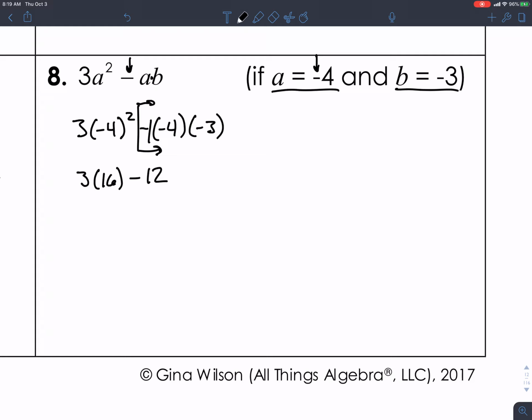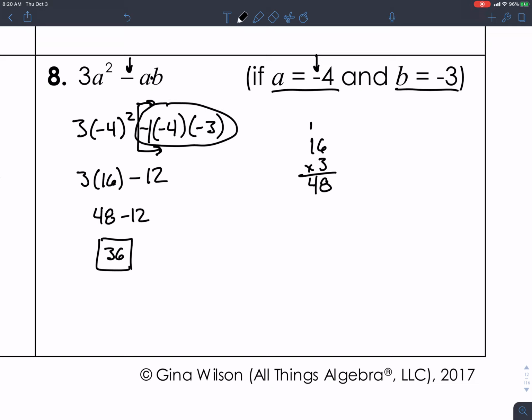Then we got to do 3 times 16. So 16 times 3. 3 times 6 is 18. Carry the 1. 3 times 1 is 3 plus 1 is 4. So we end up with 48 minus 12. Okay, 48 minus 12, that gives me 36. Not terribly difficult.